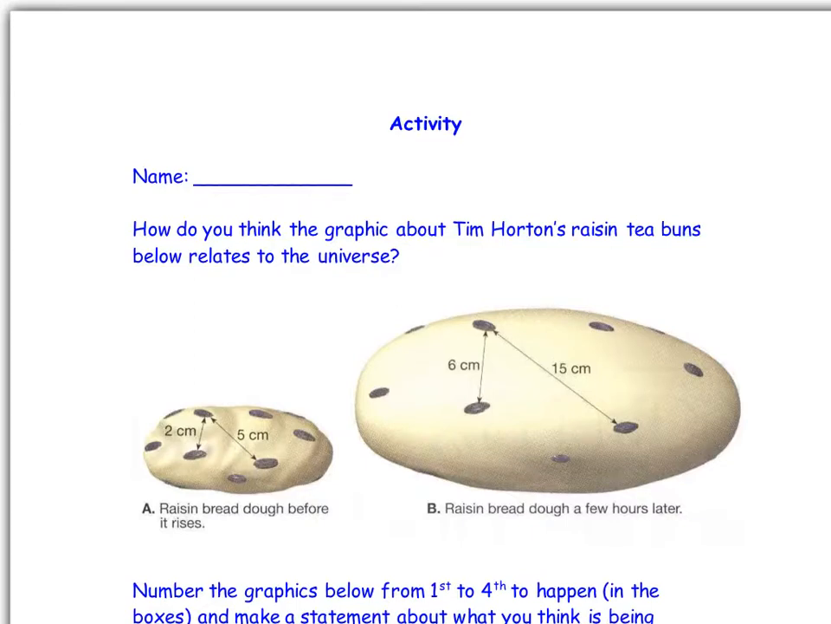And so if you were to measure the distance between any two raisins before it's baked, and then put that T-bun in the oven and bake it, you will notice that the distance between the same two raisins increases, because naturally when dough is baked it expands.